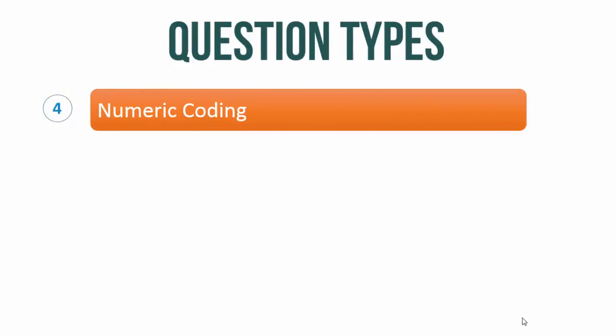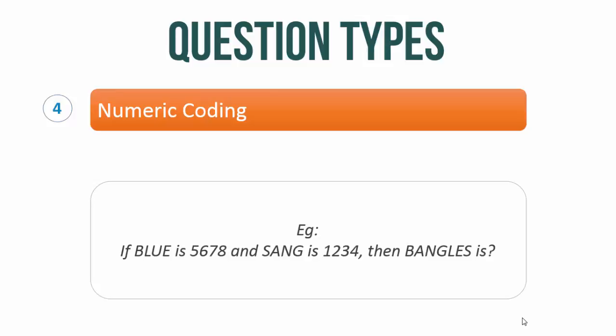The fourth type of coding is numeric coding. In numeric coding, a word is given and each letter of the word is replaced by a number. In this example, BLUE is coded as 5678, SANG is 1234, and you are asked how to code bangles. Now this code is a simple substitution code where B is substituted by 5, L is substituted by 6, E is substituted by 8. So if you just replace that in the word bangles, you shall get this number.